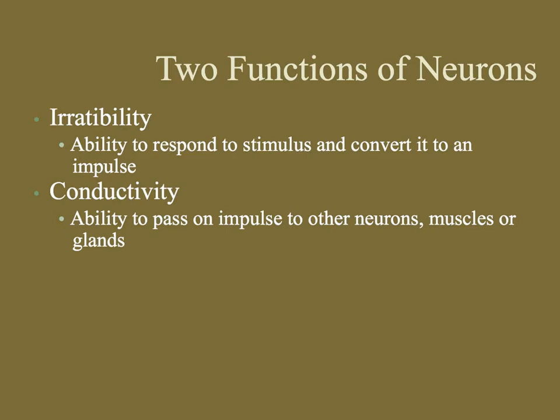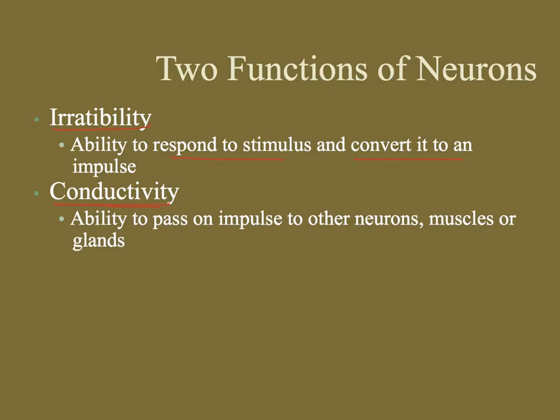Neurons themselves are said to have two distinct functions. They have irritability and conductivity, and that's what makes them do what they do. Irritability, if you remember back from way back in biology, talking about characteristics of life, a cell that is irritable has the ability to respond to stimuli. And nerve cells take that stimuli and convert it to an electrical impulse. And then they pass that electrical impulse on to other neurons or directly onto muscles or glands if they happen to be a motor neuron.